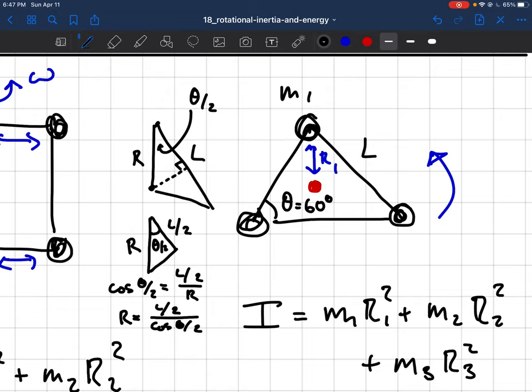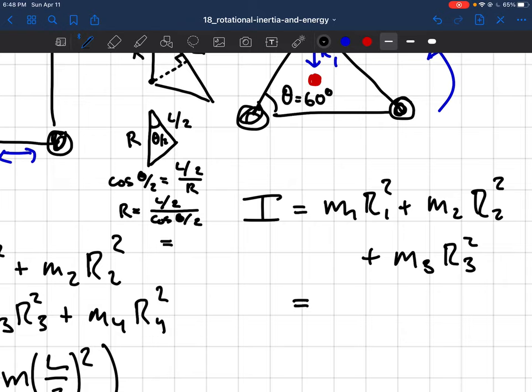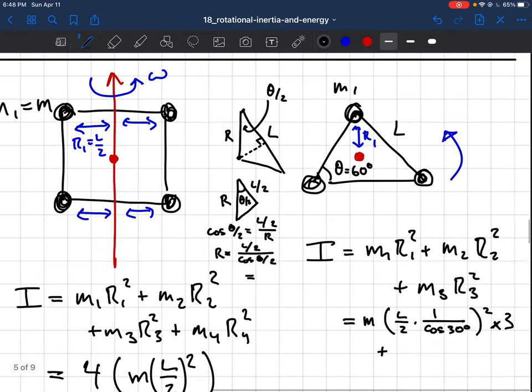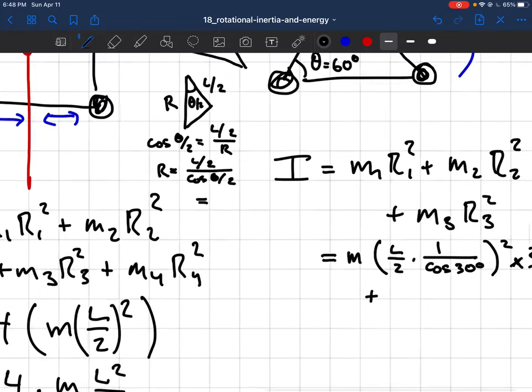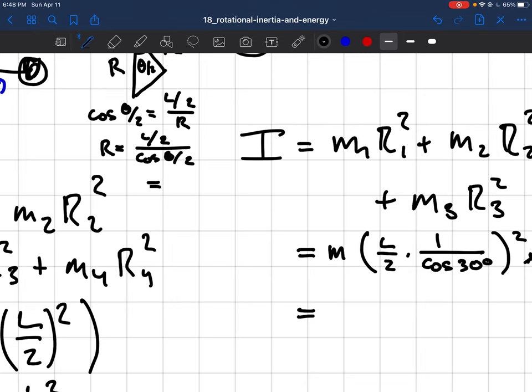Basically, I need to find out what cosine of theta over 2 is, or what cosine of 30 is, because this thing will become, well, let's write it down here. So I have m for m1, and then my r is going to be L over 2 times 1 over cosine 30 degrees, and that whole thing will be squared. And then the whole thing will be multiplied by 3, because we have the same thing for each of those objects up there.